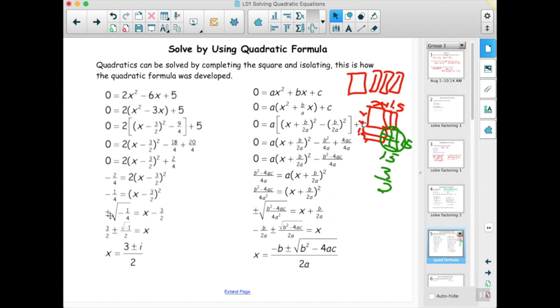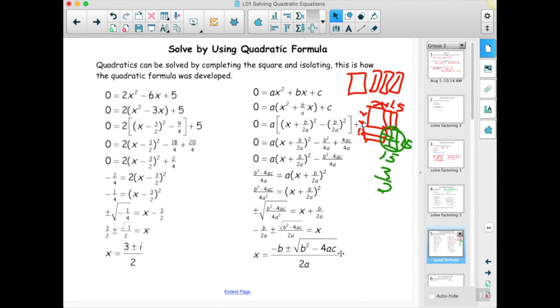Now I take the square root, so I'm going to get, remember there are 2 square roots, so plus or minus the square root of negative a quarter. Then we have x minus 3/2. This is going to become 3/2 plus or minus the square root of negative 1. The square root of 4 is 2, so that's over 2. And I'm going to get 3 plus or minus the square root of negative 1, which is i, all over 2.